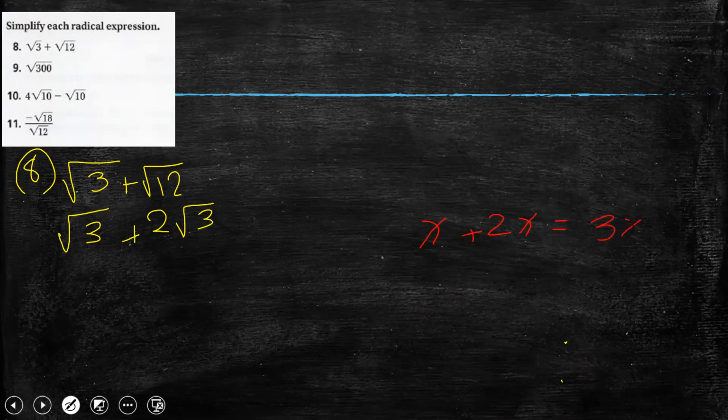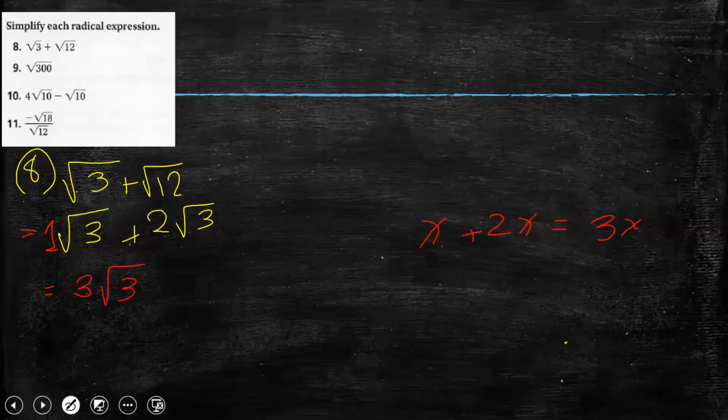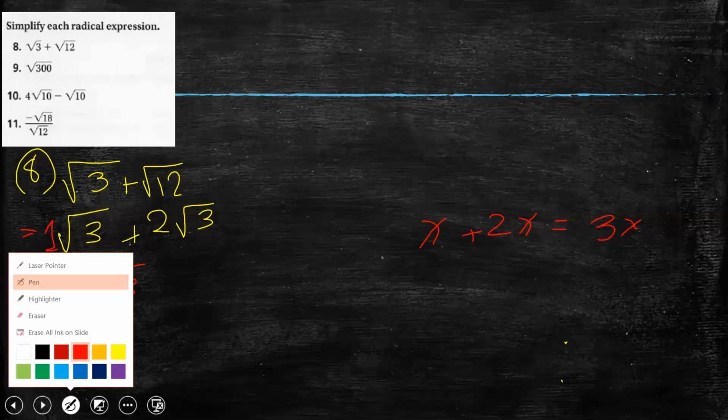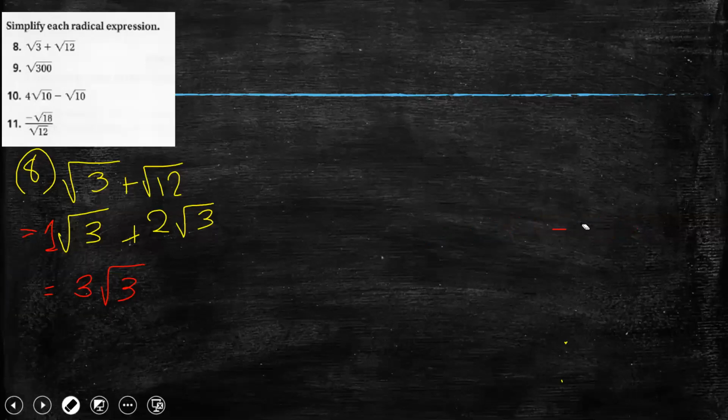3x. Bravo. And here, if you have 1 square root of 3 plus 2 square root of 3, when you added them, what did you get? 1 plus 2 is 3, so 3 square root of 3. Okay.